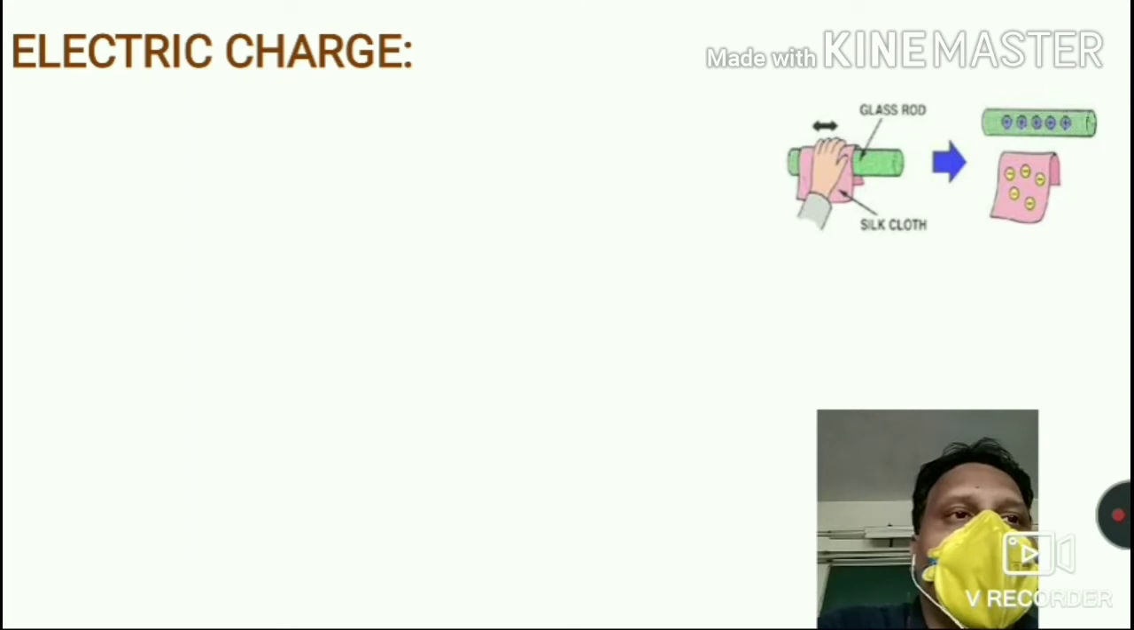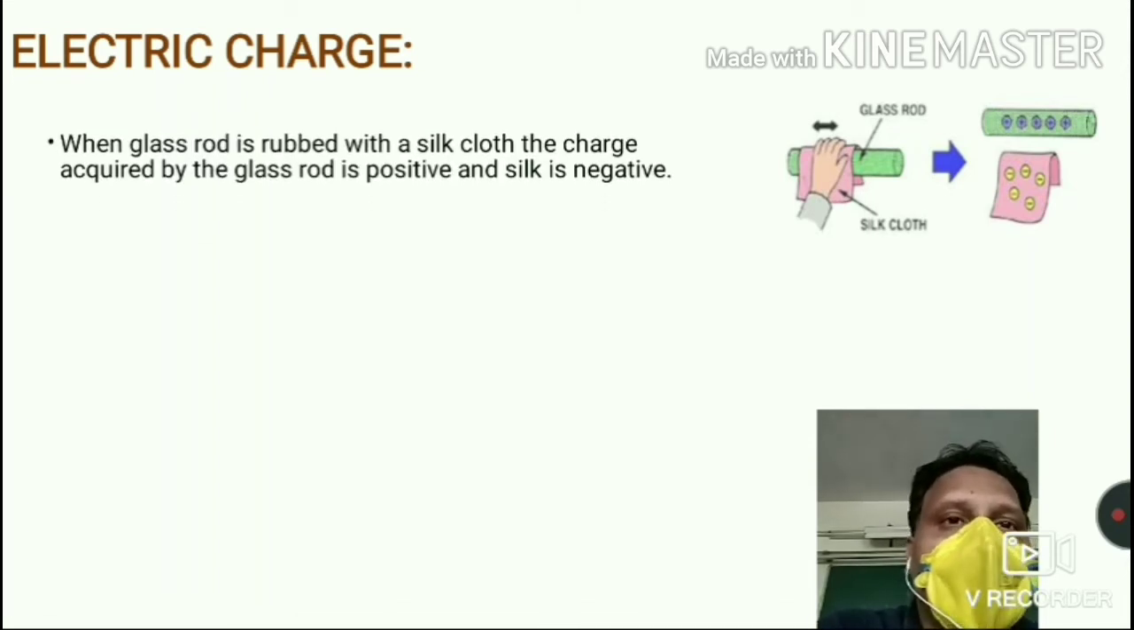What is electric charge? In the 6th and 7th standard, we learned that when a glass rod is rubbed with a silk cloth, both the glass rod as well as the silk cloth acquire a charge. The glass rod acquires positive charge and the silk cloth acquires negative charge.